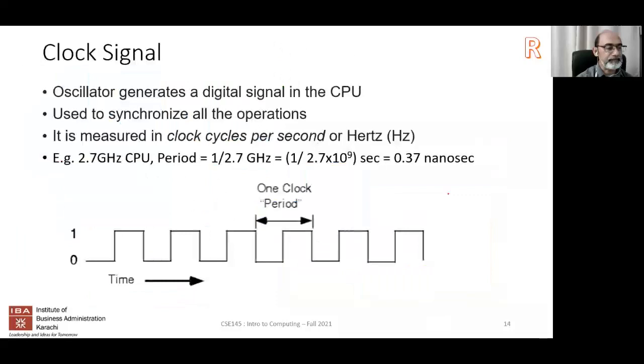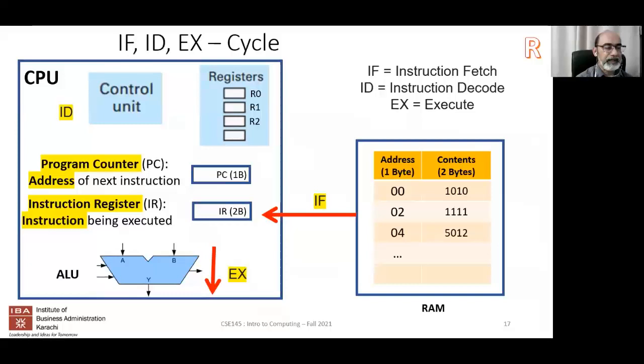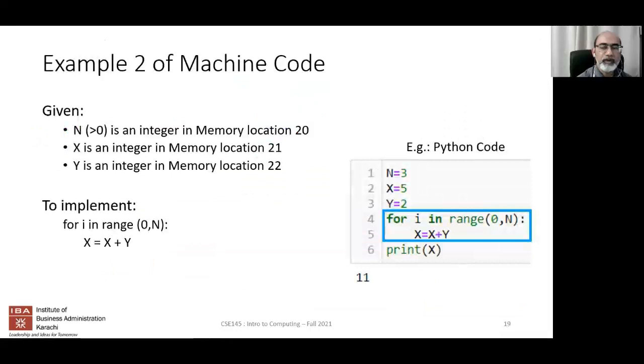And we looked at the clock signal and the concept of different cycles, the machine cycle. And then we looked at how the cycle is repeated in terms of fetch, decode, and execute of instructions. And then we started looking at a simple analogy in which we saw how the example of an activity in a laundry room could be thought of to be able to understand how the CPUs work, okay? I'm going to come back to this analogy a bit later on, but before I do that, I want to give you a more concrete example of a machine code, okay?